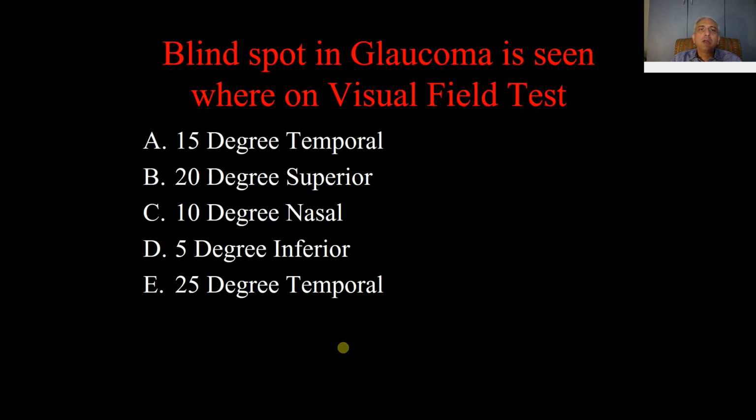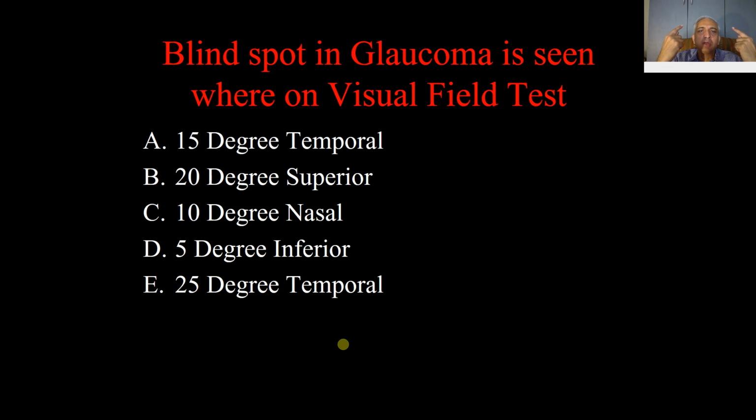Where is the blind spot in glaucoma seen on visual field examination? This is an MCQ, so you can think about it. The answer is 15 degrees temporal, because your optic nerves are present on the nasal side near to your nose. That is why the optic blind spot is going to be present temporally in the visual field.